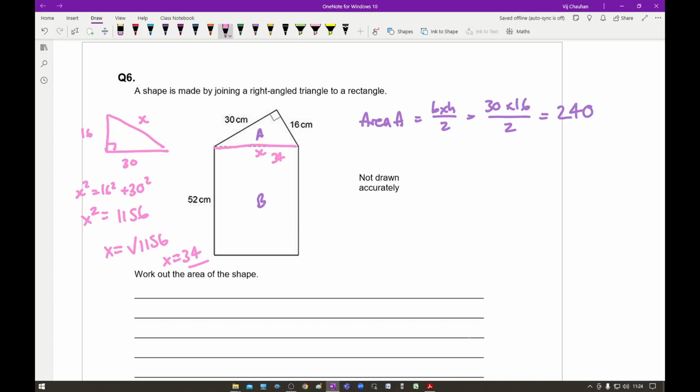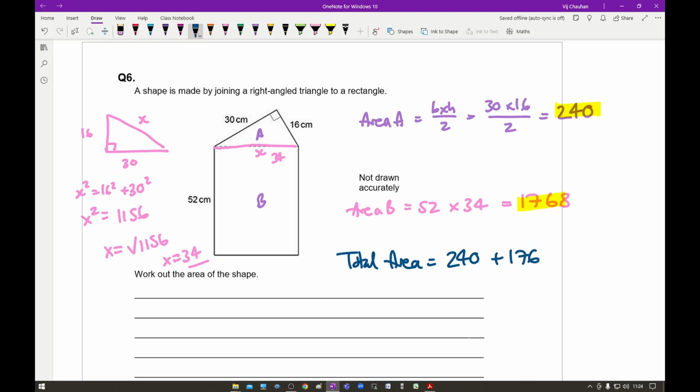So now I know the width of that rectangle. That area B is going to be 52 times 34, and 52 times 34 gives me an answer of 1768. And then all that's left for me to do is add these two numbers together. So the total area is going to be 240 plus 1768, which gives me an answer of 2008 centimetres squared. And there we go.